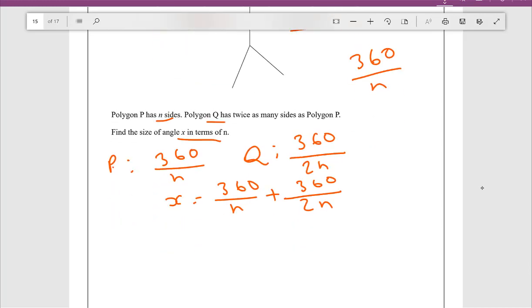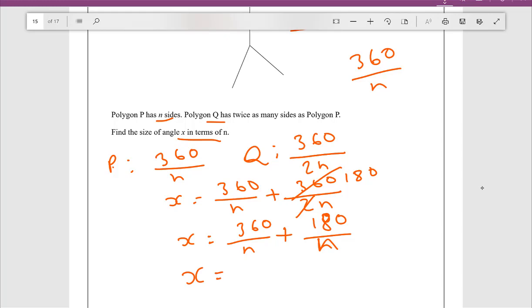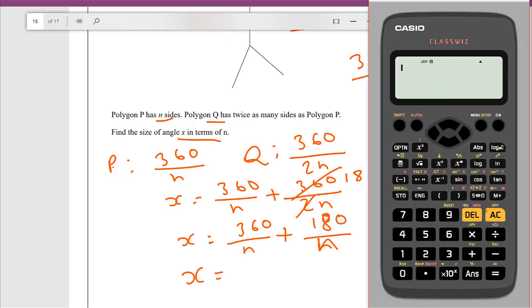So we can simplify this part here to make the numbers a little easier. 2 goes into 360, 180. So we have x is equal to 360 divided by n plus 180 divided by n. And we can see we got a common denominator, so we can add these two numbers together. The denominator is n, so just add 360 to 180, and that gives us 540.